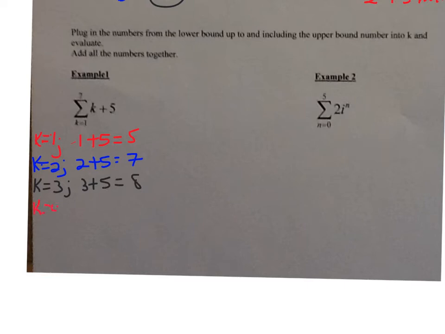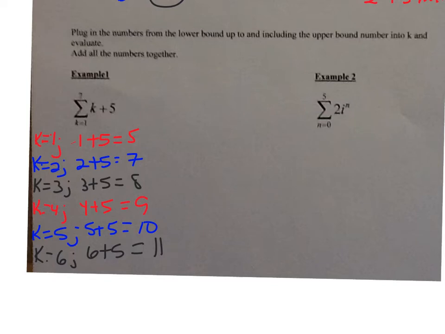K equals 4. We're going all the way up to 7. So that's 4 plus 5, which is equal to 9. And then I have K equals 5. So that's 5 plus 5, which is equal to 10. K equals 6. So that's 6 plus 5, which is equal to 11. So let's see what I have here. I have 1, 2, 3, 4, 5, 6. I have to get up to 7. So my next one would be K is equal to 7. So 7 plus 5 is 12.